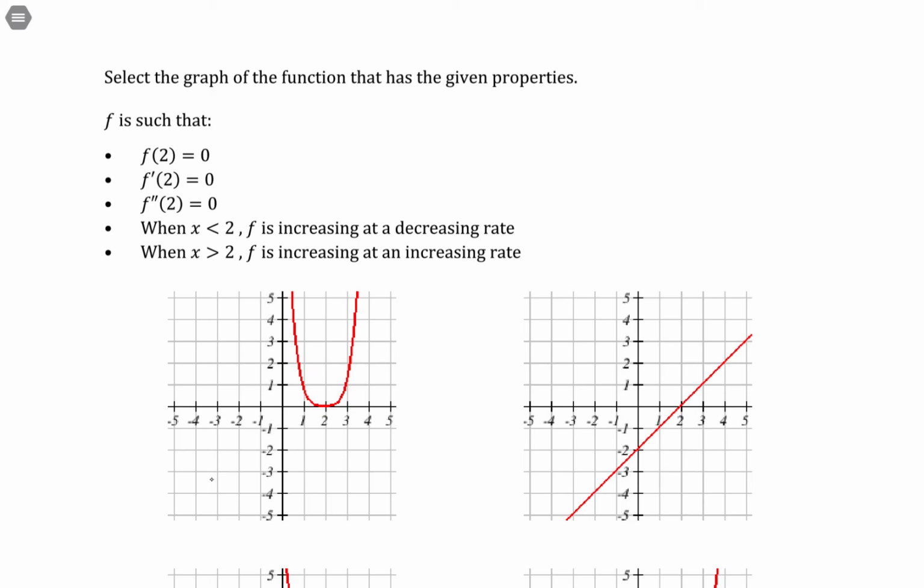Select the graph of the function that has the given properties. So f is such that f of 2 is equal to 0. Well, that's an easy one. So let's just check and see if we can eliminate any possibilities, because the graph has to pass through (2, 0). So that is the case here.